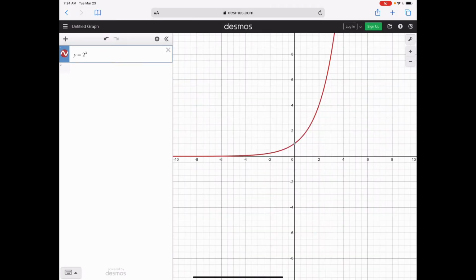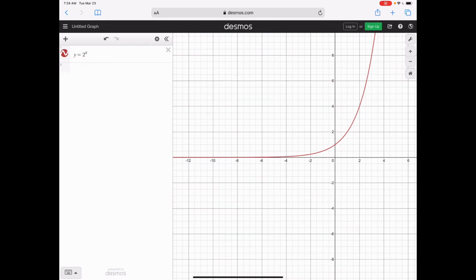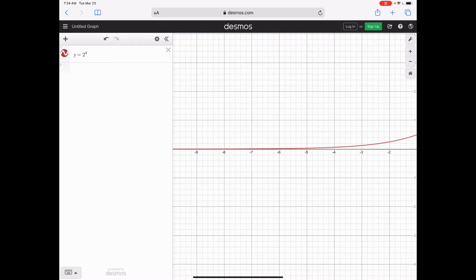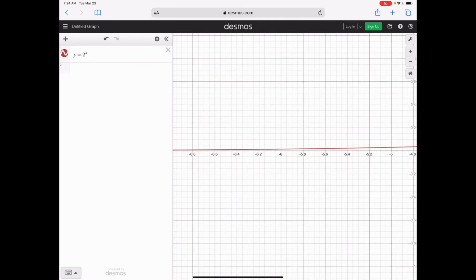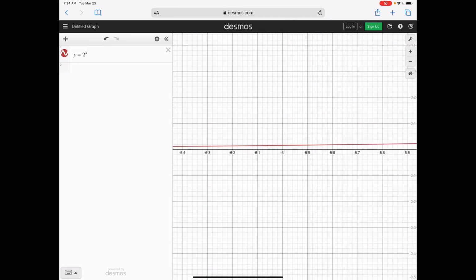So here is y equals 2 to the x power. So again, you can see how it's increasing very rapidly on the right side. But my question was, what's going on the left side of the graph? When does it touch the x-axis? So it looks like it touches the x-axis around that negative 6. But when I zoom into it, you can see actually it does not. It does not touch the x-axis at negative 6. It's a little bit higher than the axis at negative 6.